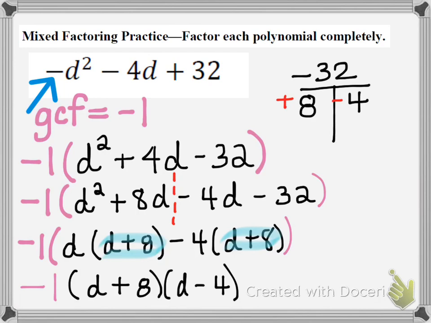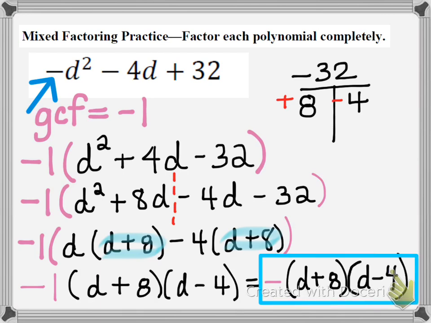with the -1 out front and then d plus 8 and d minus 4, or we can turn that -1 just into a negative sign, and then we still have the binomials d plus 8, d minus 4 for our final answer.